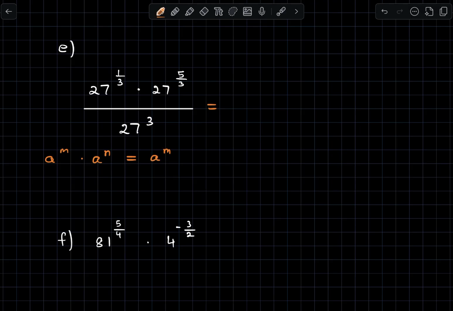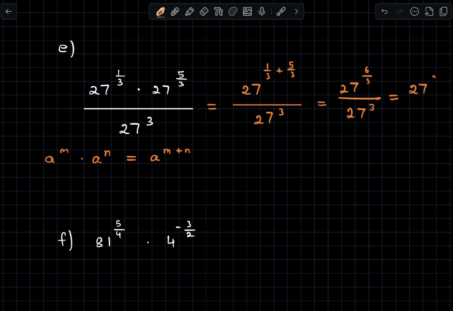Which was a to the m plus n. So let's start with that. This would give us 27 to the 1/3 plus 5/3. And these have the same denominator. That works out nicely. That means we can just add these fractions as they are. And that's going to give us 27 to the 6/3. All of that over 27 to the 3rd power. 6/3, well, I can just simplify that. That becomes 2.